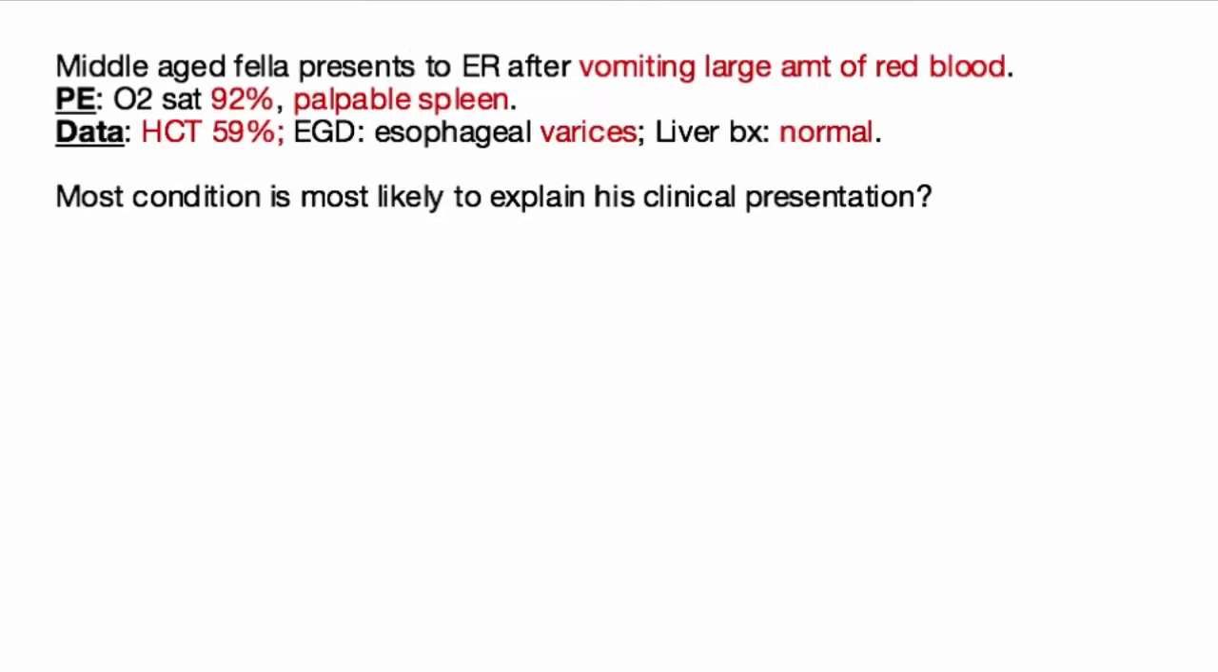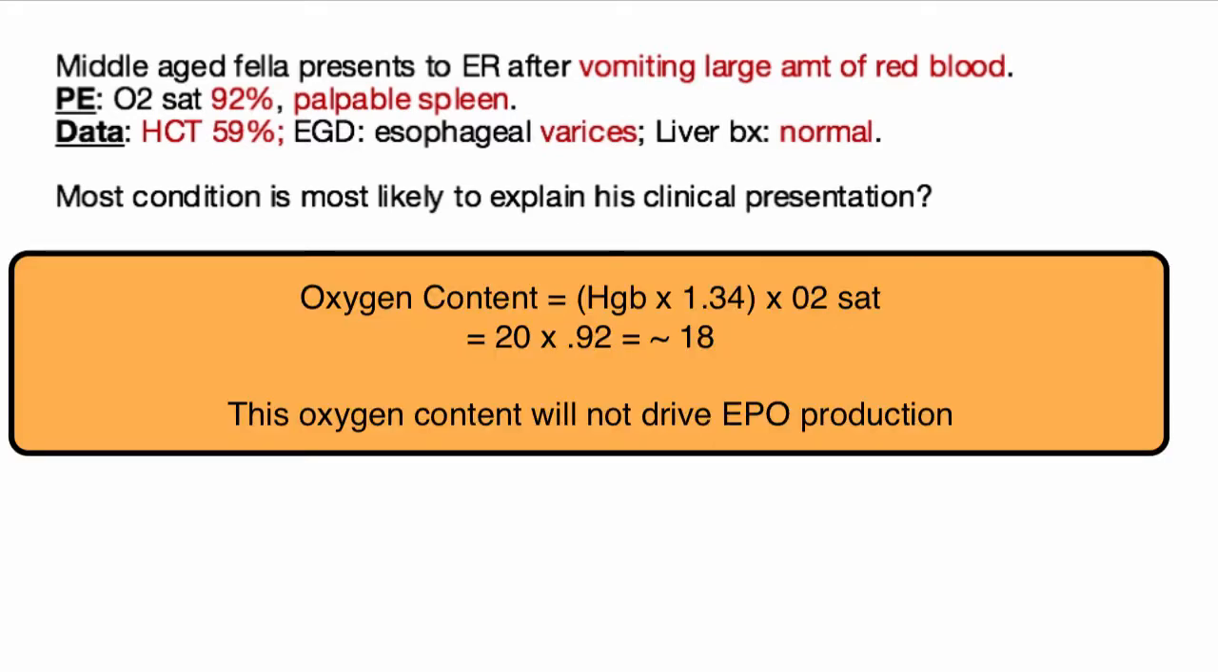All right, what do we have here? A middle-aged fella vomiting blood. That's nonspecific, doesn't tell us the cause. He has an O2 saturation of 92%. 92% is not normal. Below 95% we consider hypoxemia. However, his PaO2 at 92% is probably around 70, and that is insufficient to drive erythropoietin. That is, the kidney is not perceiving this as a hypoxic state. So 92% would not drive erythropoietin production.